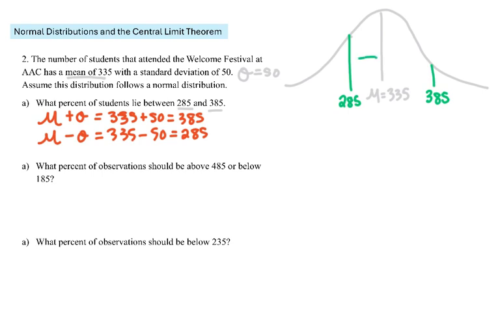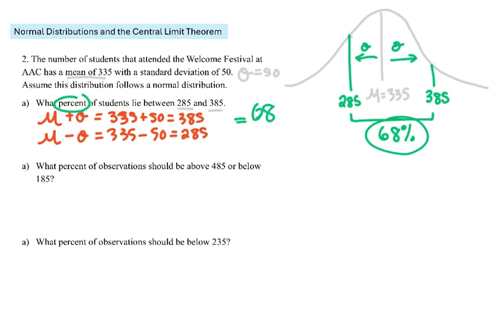If we have one standard deviation to the left, one standard deviation to the right, we know that we are capturing 68% of the data. So we can just directly know the answer is 68%. Okay, but a lot of times in a question, it's not as simple as that.